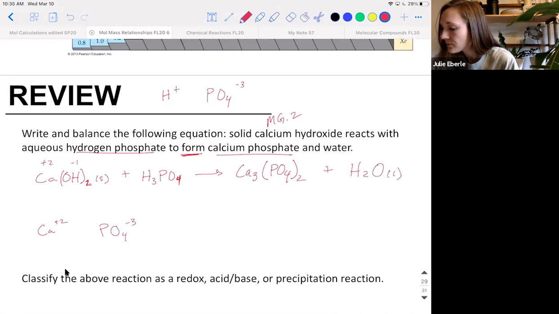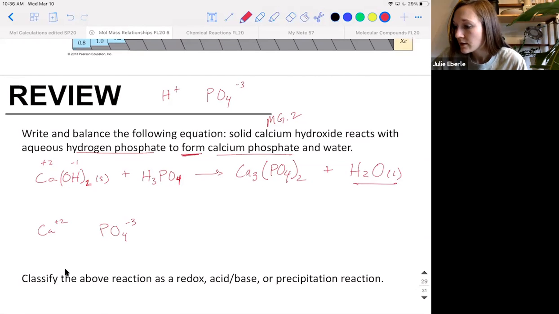Water is a liquid. Okay, so what do you guys think? Does this look like an acid-base, redox, or precipitation reaction? Danielle said acid-base. Mackenzie said acid-base. Okay, so one product of an acid-base reaction is always water, right? And we do have water on the product side over here.